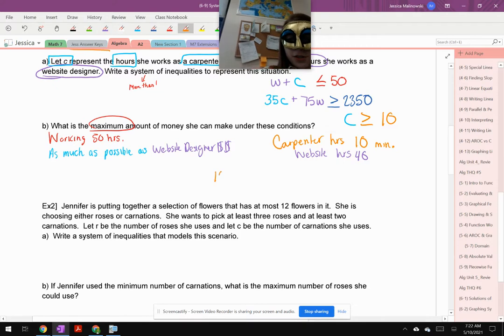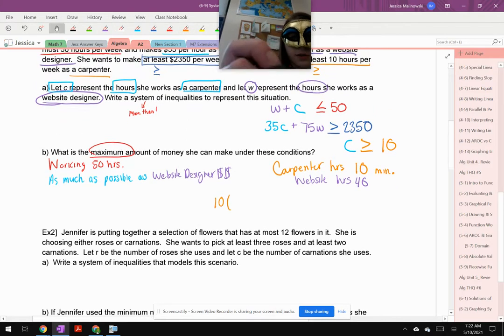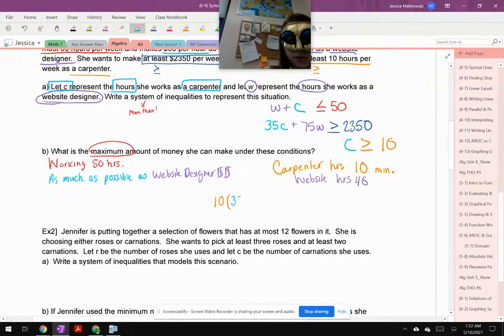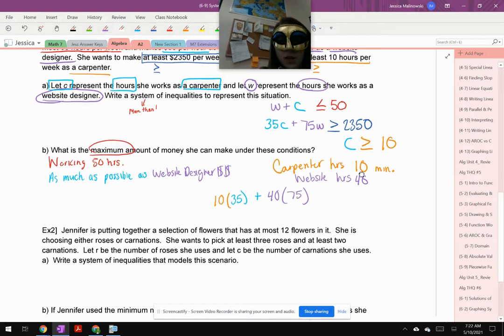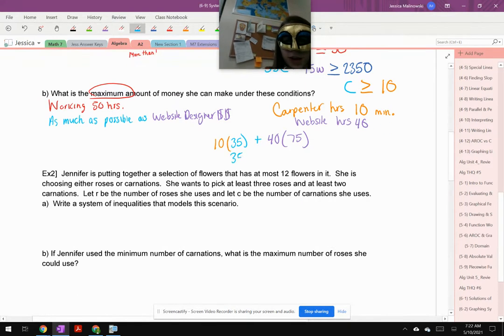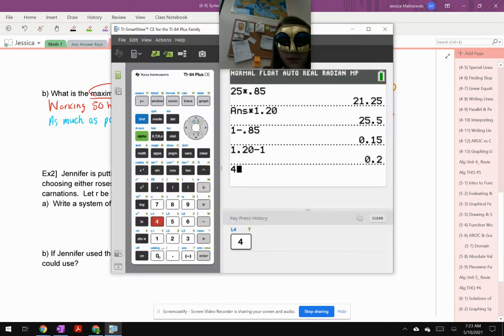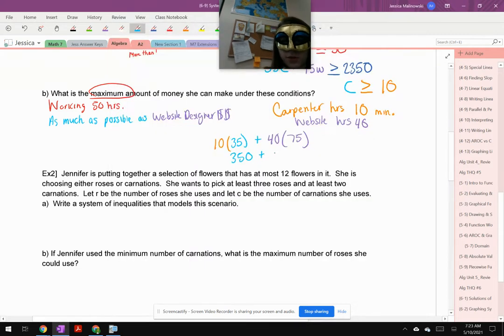So 10 hours at the carpenter times $35 per hour plus 40 hours at the website designer times $75 per hour. So 10 times 35 is 350 plus 40 times 75. That I'm not going to pretend to want to do in my head. 3,000. That was pretty easy enough.